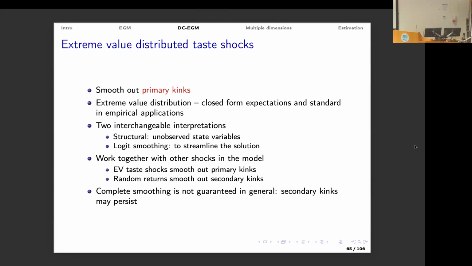So how do we smooth primary kinks? Can we just try to get rid of the kinks altogether? Well, no amount of stochasticity in the model will change the fact that at some point it will be optimal to retire or stay working. So this primary kink is impossible to get rid of by just adding more randomness to the model itself. And therefore, we need to do something special.